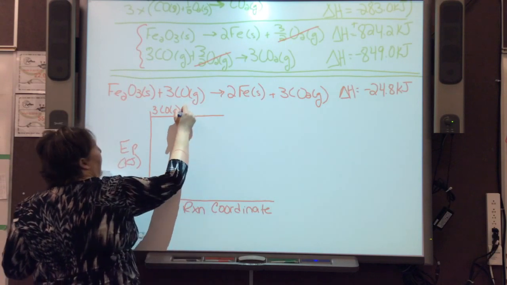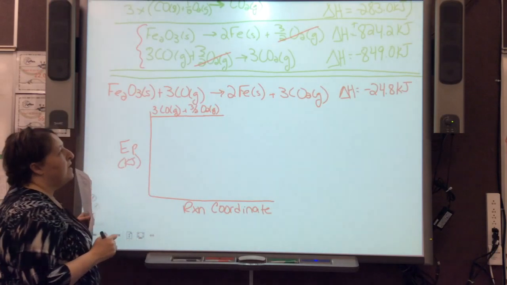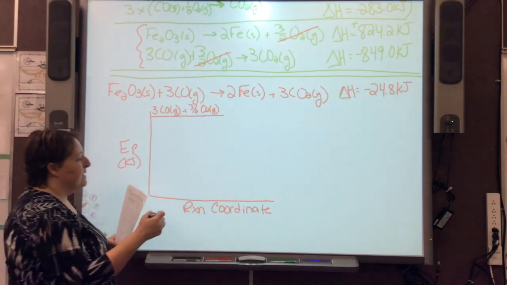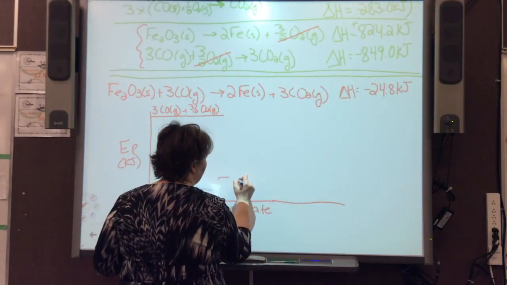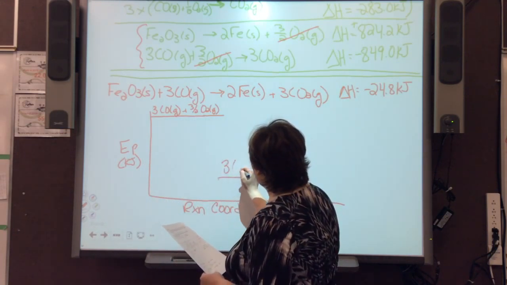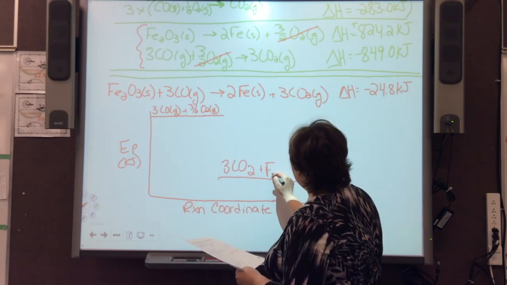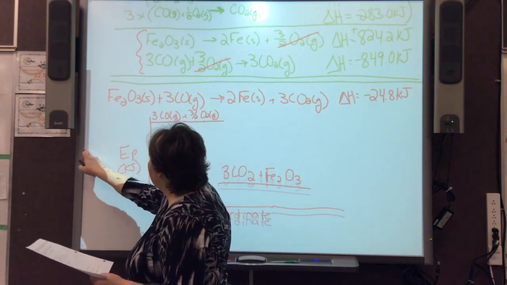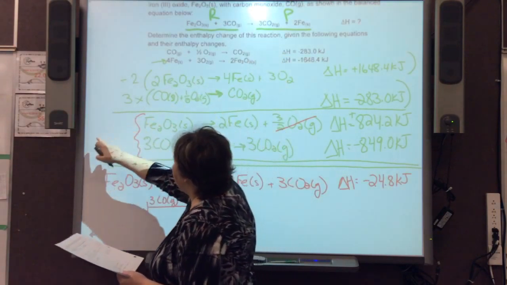And so here we had 3 halves of oxygen. That's what we had there. Over here, we have 3 CO2s and Fe2O3 from up here. This one here. Okay.